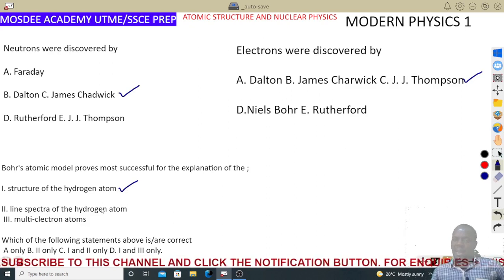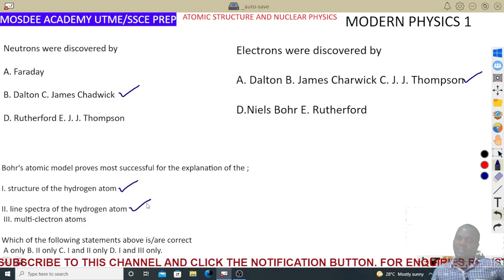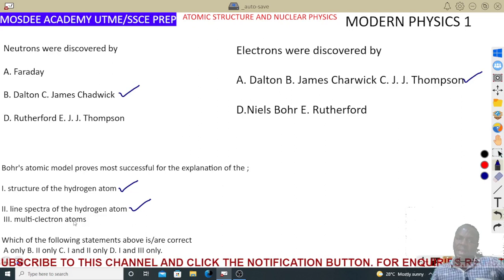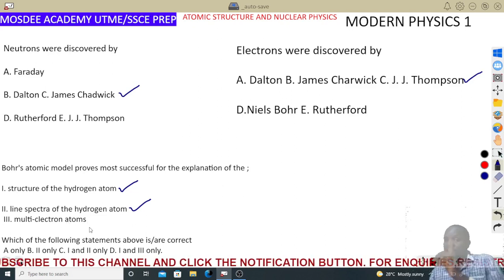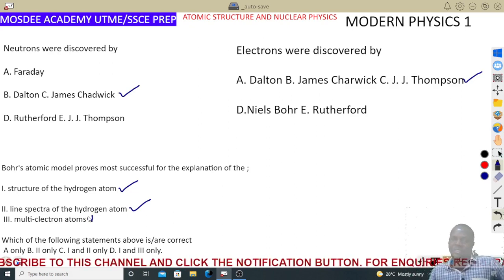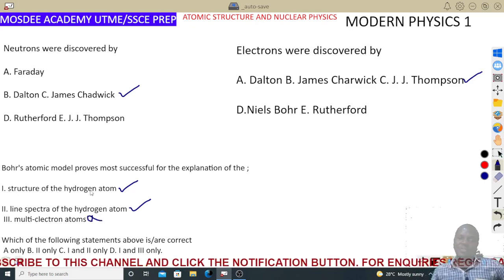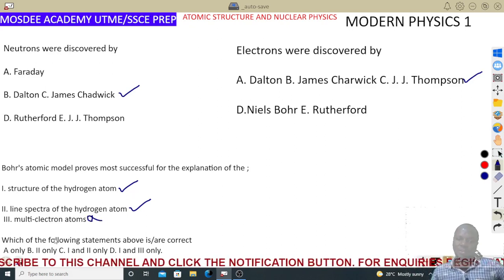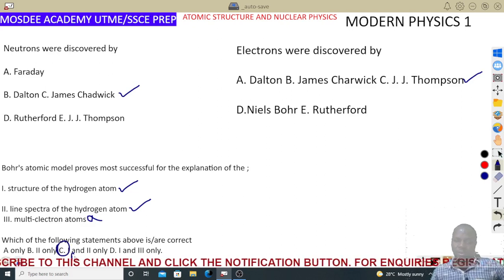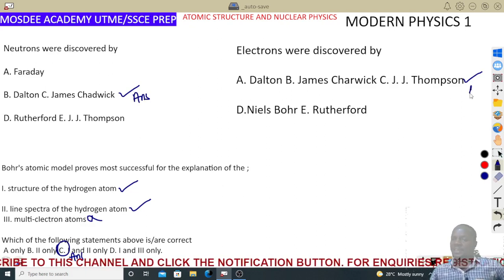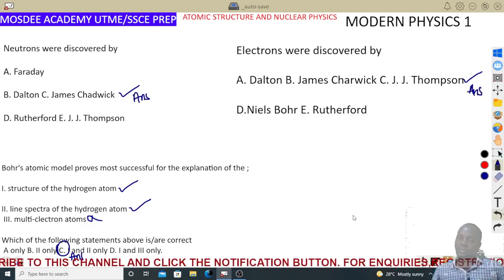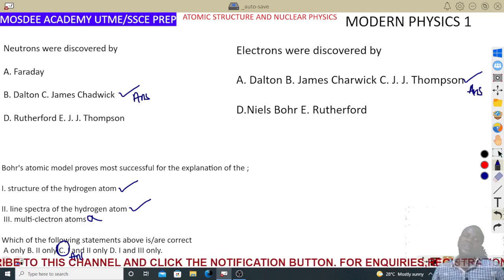Absolutely correct. Line spectra, all the hypotheses, all the postulates are three. And I never talk about multi-electron system because it's for what? Single electron system, hydrogenic atom. So this is wrong. Correct answer, my dear, is Roman figure 1 and Roman figure 2. And that is option C, question answer. I hope students are getting this. I hope you are getting this. And please watch the video to the end for you to have a deep understanding of all this.